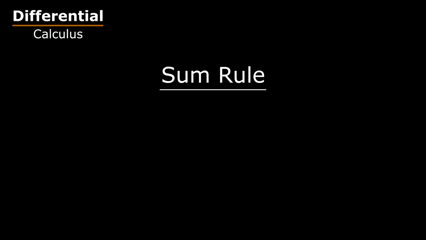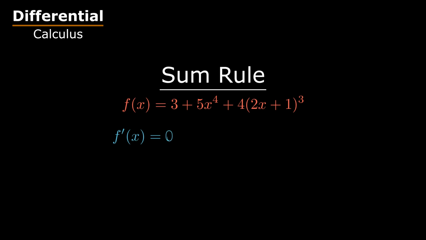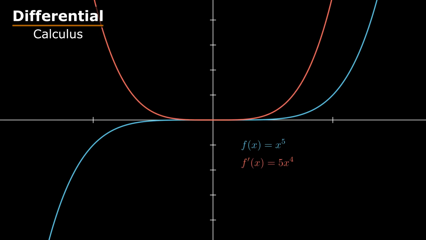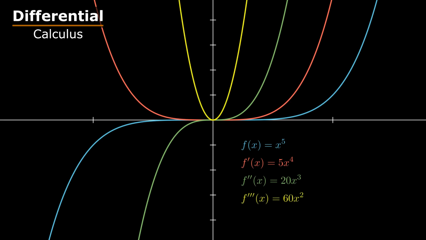The sum rule states that if we have a function such as the following, then the derivative is found by differentiating each term. So the first term would be 0 by the constant term rule, the second term can be found by the power rule, and the third term can be found by the chain rule. Notice that we can continue differentiating a function to find the second derivative, third derivative, and so on.